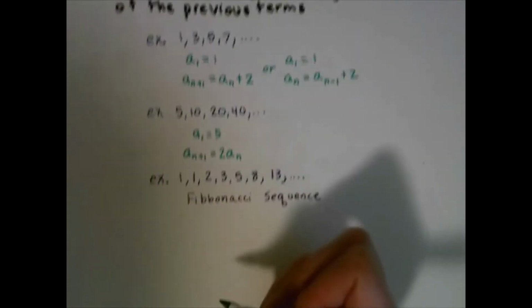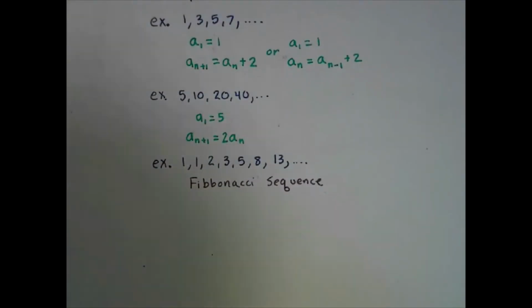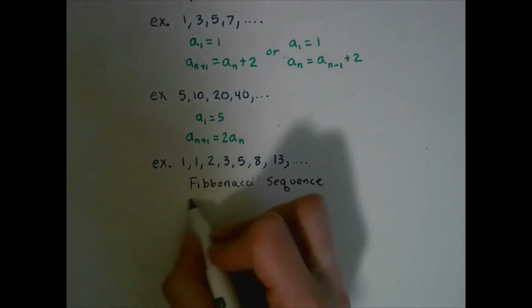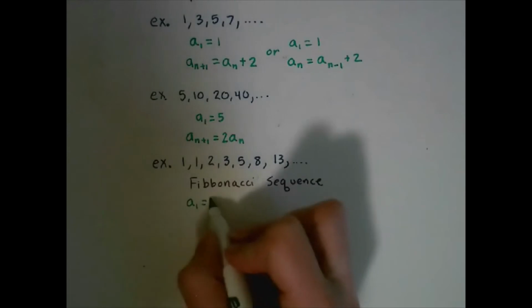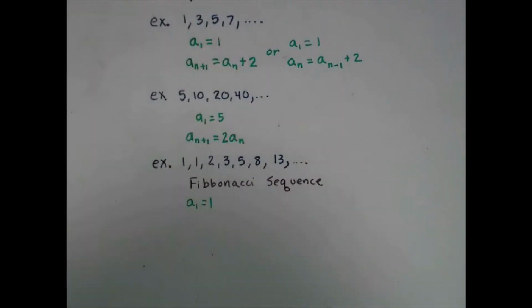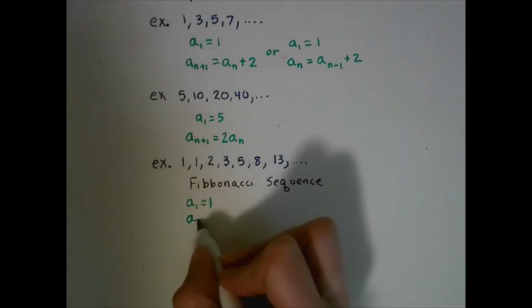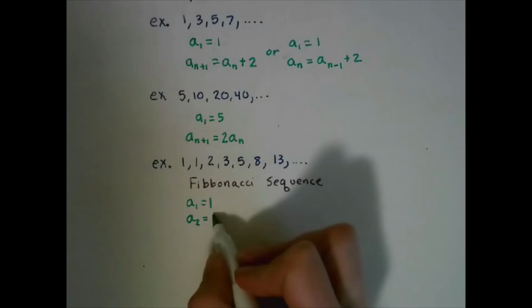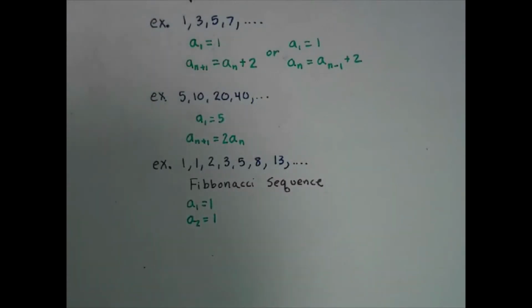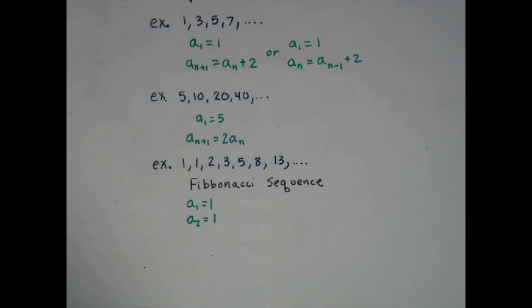And this is a sequence that really, you can only write recursively. So A1 is 1, but that's not enough information for me to get to the next term. So in this case, I actually have to define both of the first 2 terms. So A1 is 1, and A2 is 1.